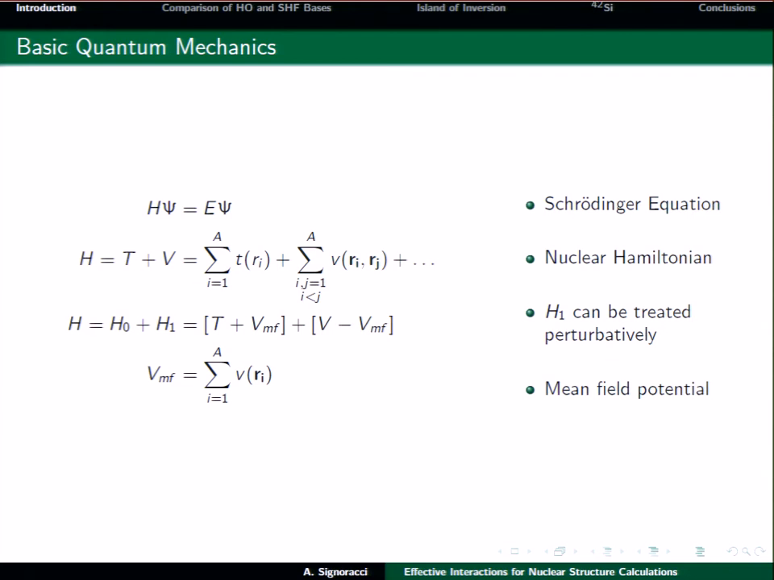The nuclear Hamiltonian is given as the sum of a kinetic and potential term, and here I represent the potential term as two-body, and then it can continue up to as many particles as you have. So A will be used for the total number of neutrons and protons, so it can be up to A body.